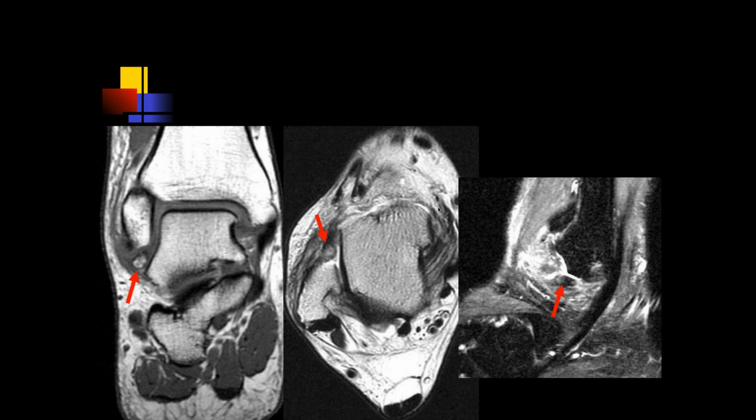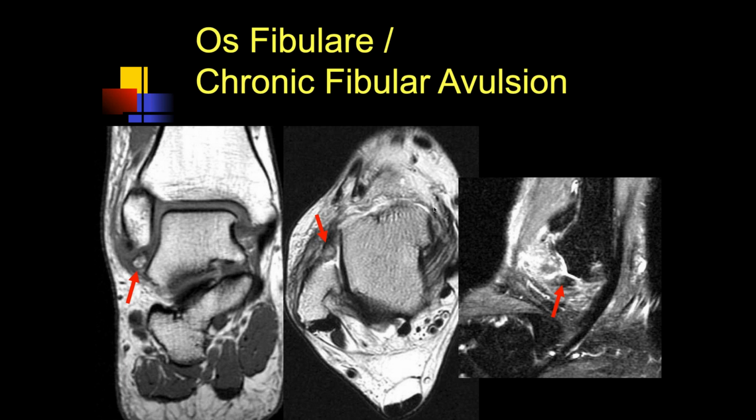If you look back at the old X-ray literature, this would be called an os fibulare, and this was thought to be one of the congenital ossicles. But if you look at this carefully, the anterior talofibular ligament attaches to the ossicle, and this was an old avulsion fracture. And in this situation, since the anterior talofibular ligament attaches to the unstable ossicle, this is actually an unstable lesion.